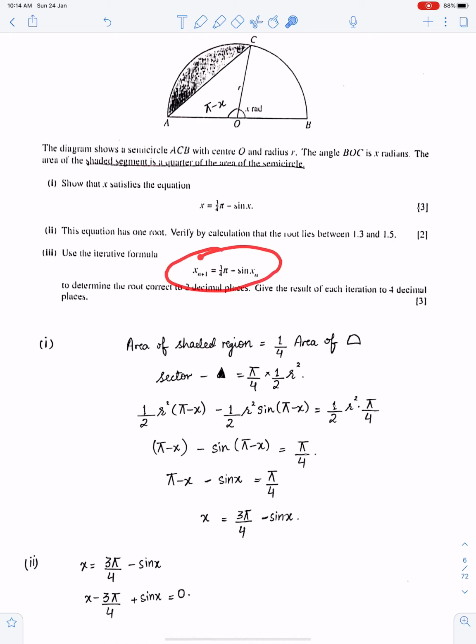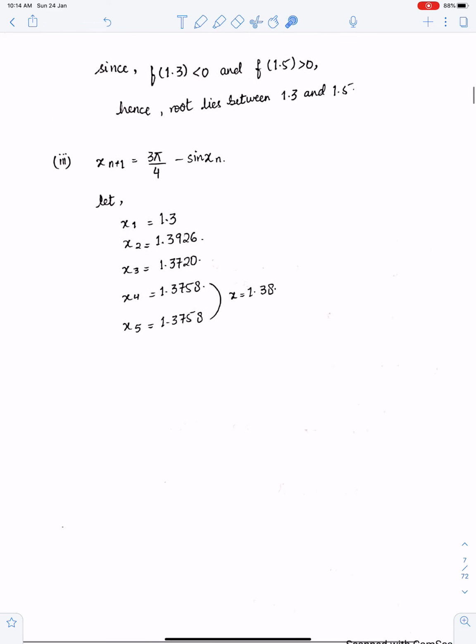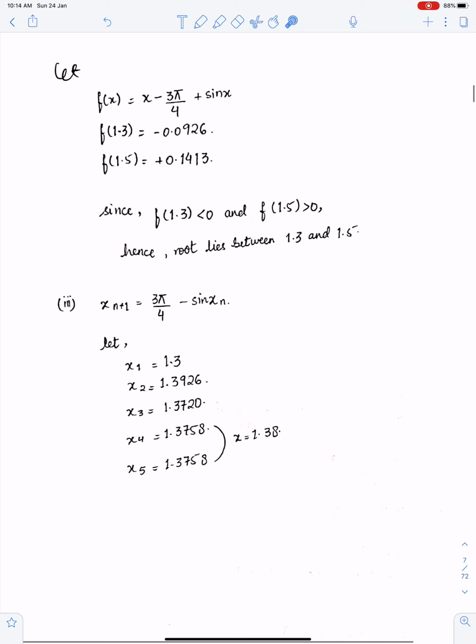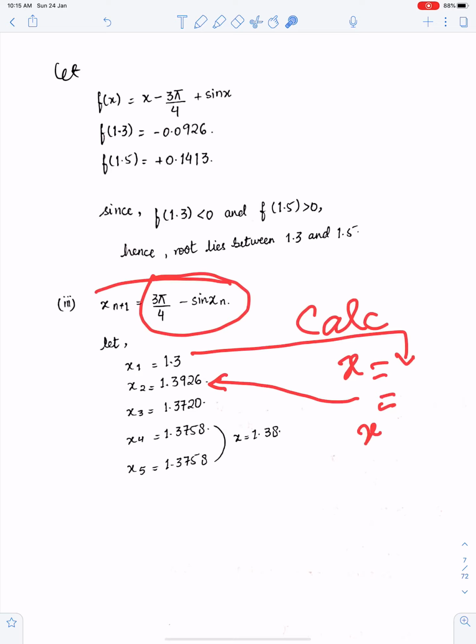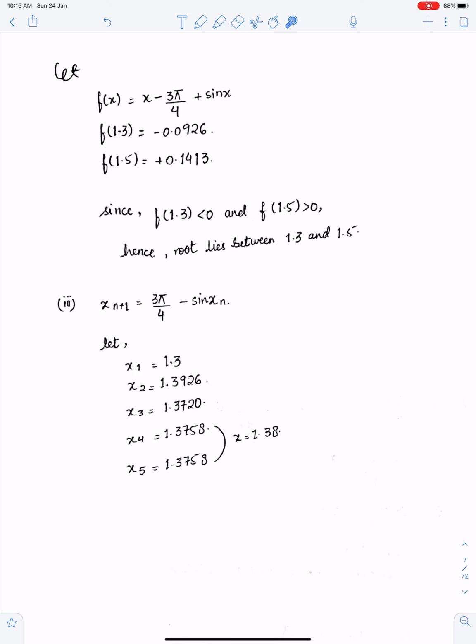Use this iterative formula to find the root, and the answer should be 2 decimal places and each iteration up to 4 decimal places. So first you need to substitute this equation in your calculator, then press the calculation button. The calculator will ask you the value of x. You need to substitute 1.3 and then press equal. The calculator will give you this number. And you just need to repeat the process until you get a repeated number. This is the repeated number, so this will be the answer. Initial value was not given, so you can suppose this as the initial value.